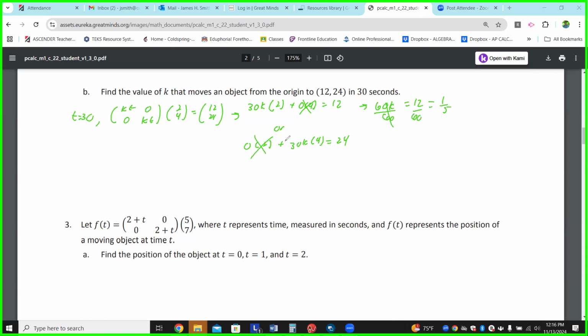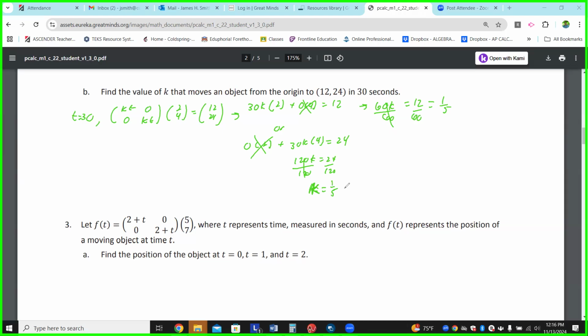Same concept here. This will go away. This is now 120K equals 24 divided by 120. And you should still get 1/5. Very good.